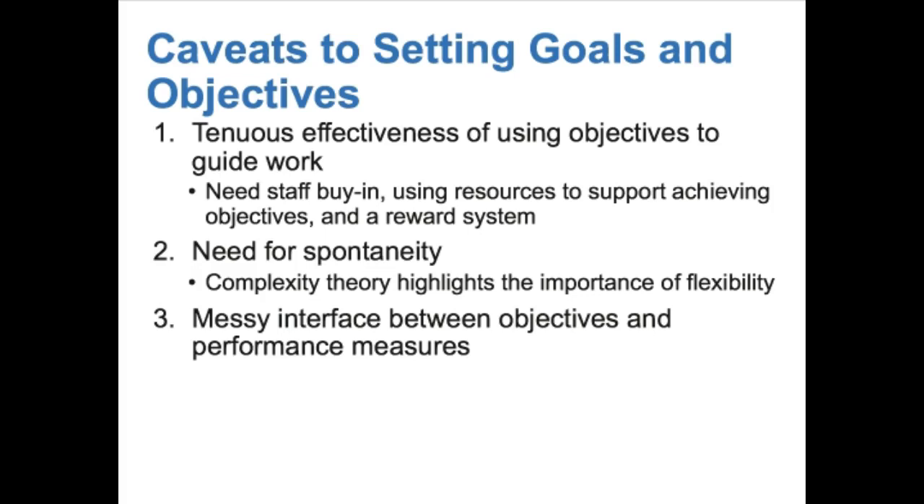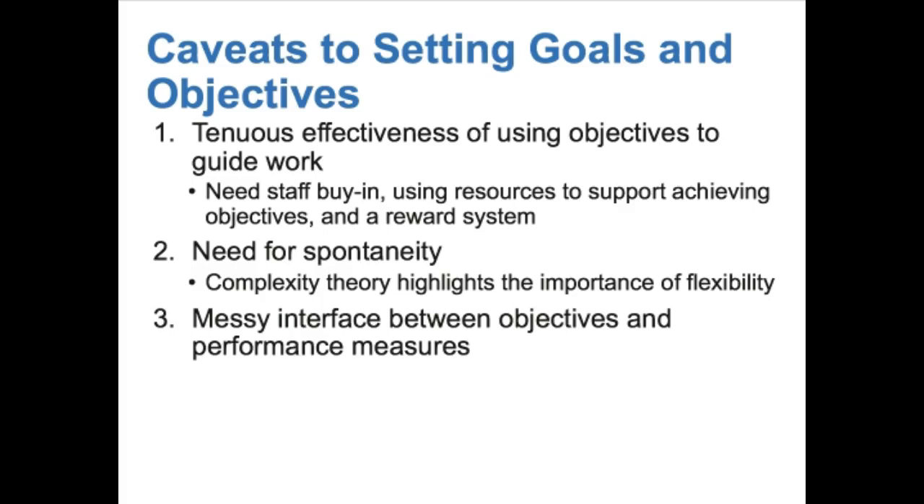While goals and objectives may seem straightforward, these three things need to be considered when you're setting goals and objectives. First, there's been relatively little research on if setting objectives motivates staff to work toward them. And using objectives as the basis for decision making should be complemented and supplemented with attention to gaining staff acceptance and using resources to support staff in achieving objectives, or perhaps using a reward system that makes achieving the objectives meaningful.